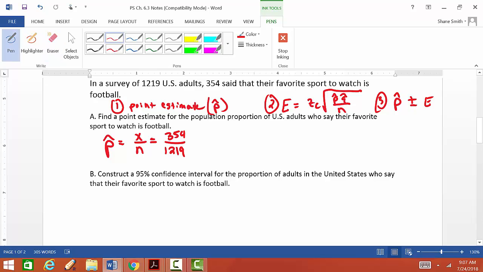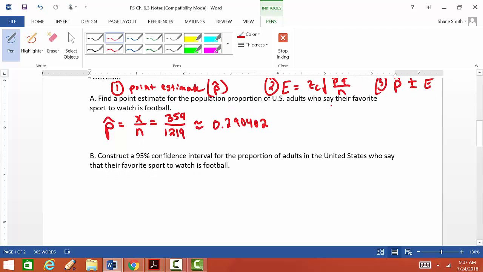Because there's 354 that like football, there's 1,219 that we surveyed. And this is approximately, and make sure you give enough decimals so that way your final answer is accurate to at least the nearest percentage, we'll say, for this class. So I gave 6 decimals, which is probably a little overkill, but I would say at least 4 or 5. Okay, so that's the first step, finding the point estimate.